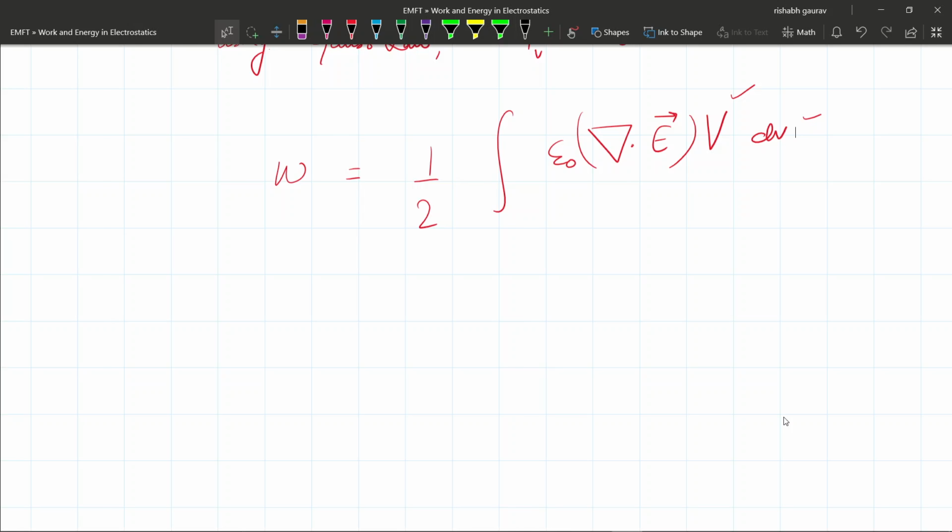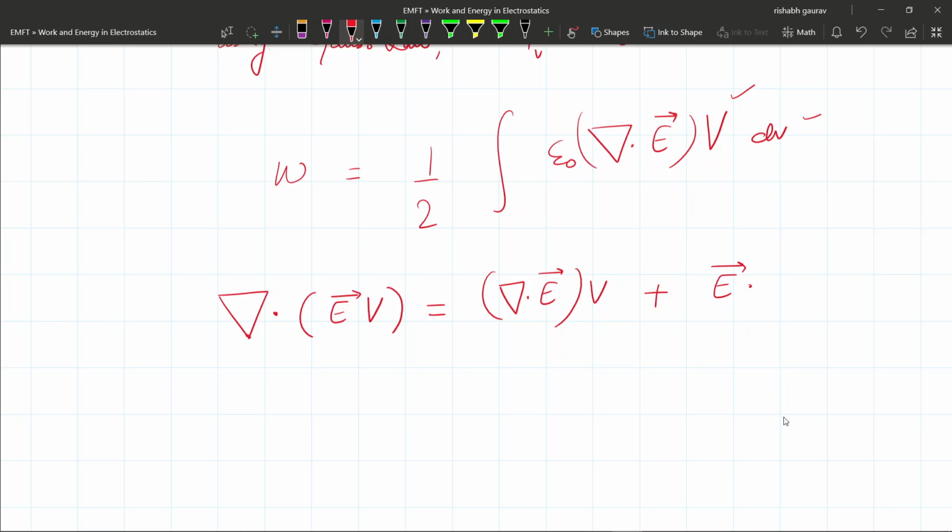Now let us see this relation. If we are calculating the divergence of the electric field multiplied by the scalar quantity, which is the potential, then this relation equates to del dot E times potential plus E dot the gradient of the potential. This is a standard relation, not to worry about.